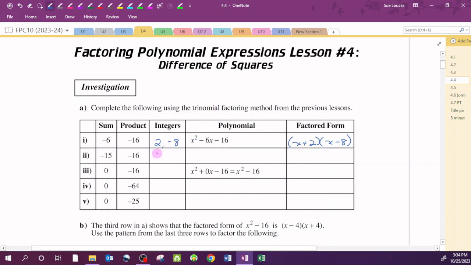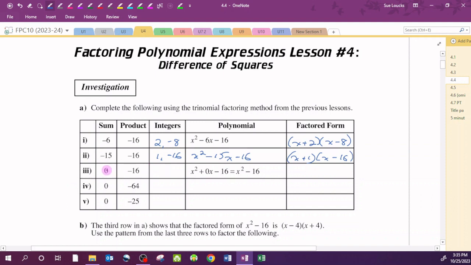So here we have 1 and -16. So x squared minus 15x minus 16, and so we get x plus 1, x minus 16. Okay, that's just old news. What if the sum is 0?